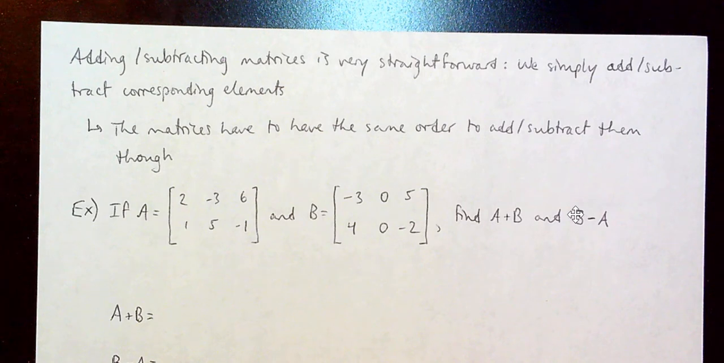So now onto some actual operations with matrices. Adding and subtracting matrices is very straightforward, very easy. We simply add or subtract corresponding elements of the matrices. But again, just like when determining whether or not two matrices are equal, the matrices do have to have the same order or the same size in order to add or subtract them. They do need to have the same number of rows and the same number of columns.